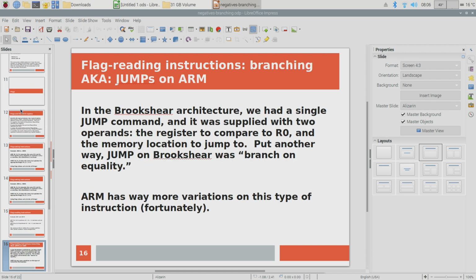Okay, so then we wanted to start talking about jumps, right? So on Brookshire, we only had jump or a branch on equality. The only way to jump was to compare a register to register 0. And there were sort of two ways that we could use that in Brookshire: a conditional jump and an unconditional jump. And for the unconditional jump, the trick was just compare register 0 to itself, right? Because no matter what's there, it's equal to itself.